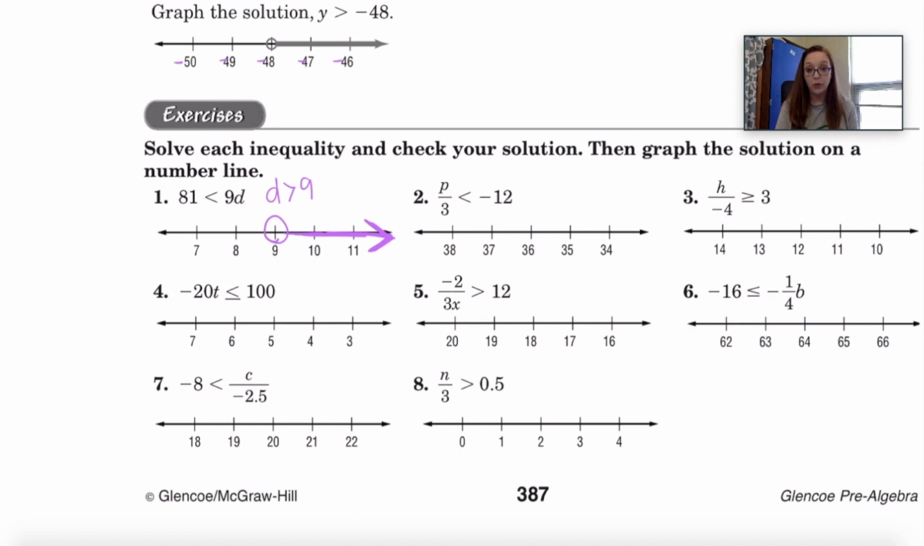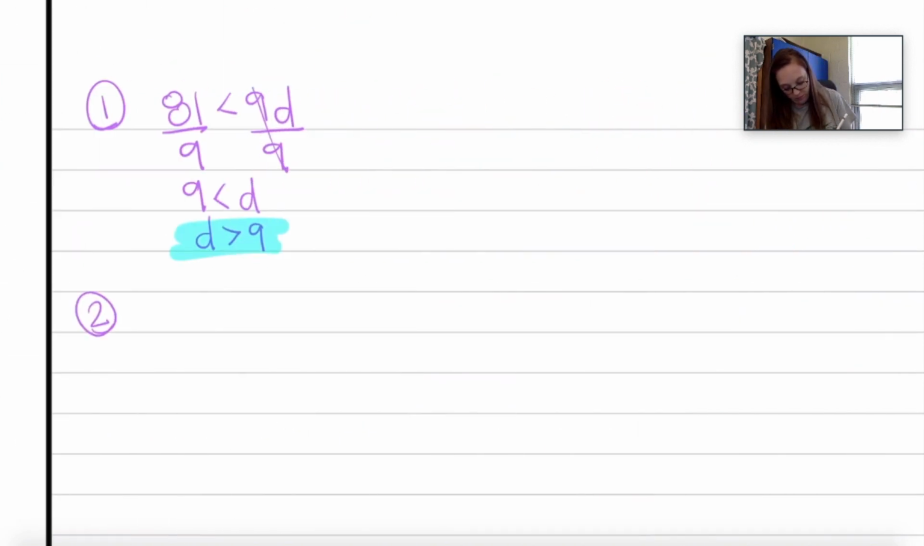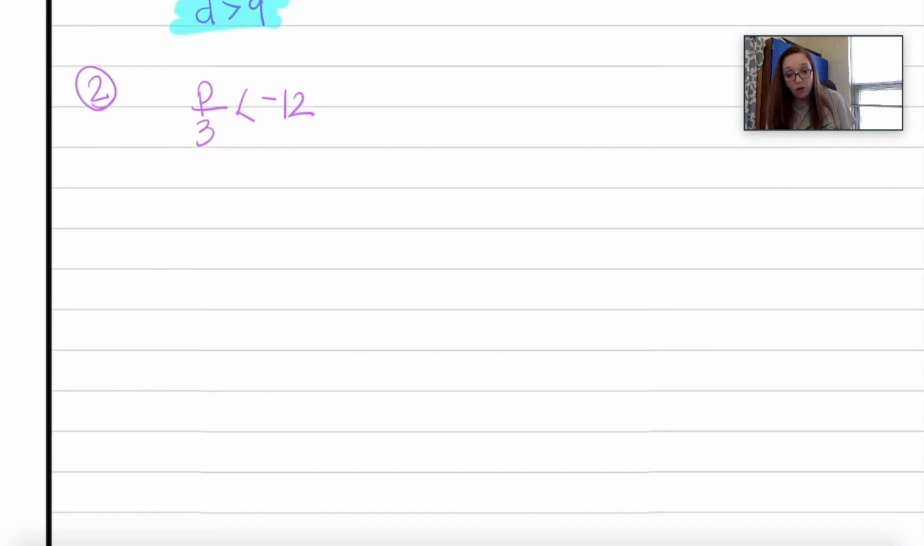P divided by 3 is less than negative 12. So to solve this, I would start off by multiplying both sides by 3. Now, I do see a negative number in there. Did I multiply both sides by a negative? No. I multiplied both sides by a positive number, so nothing happens to that inequality symbol. So I get that P is less than negative 36. And I don't need to rewrite it. That looks just fine. So P is less than negative 36.